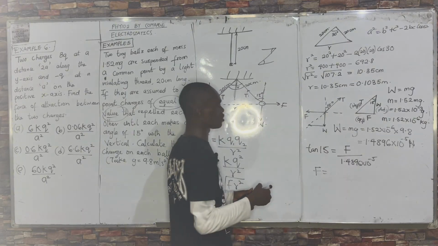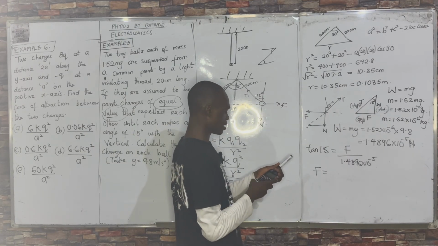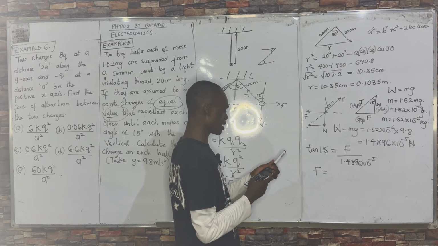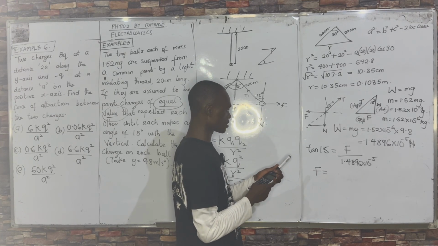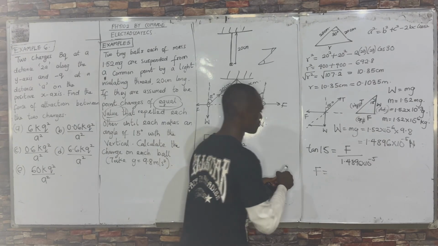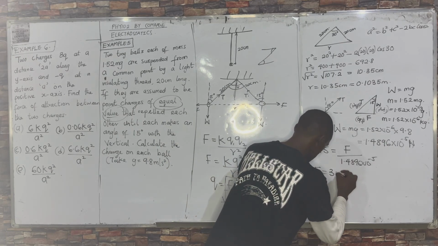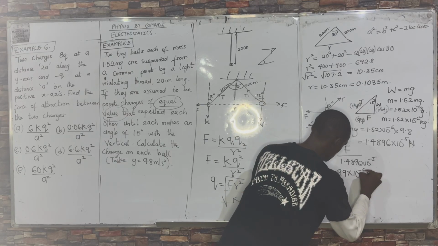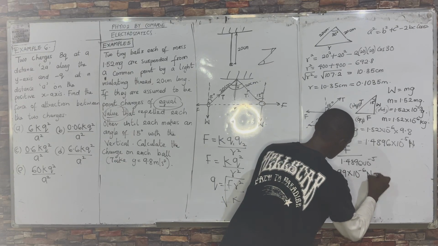F becomes, if you multiply that, 1.4896 times 10 raised to the power minus 5, then times tan 15. So I have 3.99 times 10 raised to the power minus 6 Newton as F.